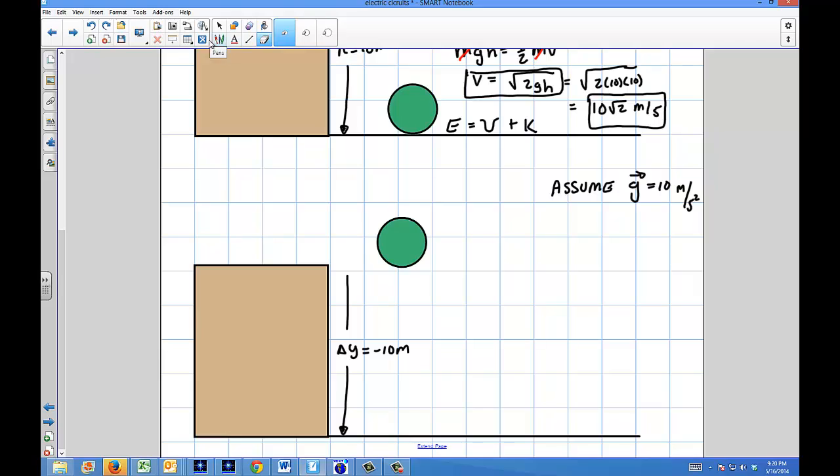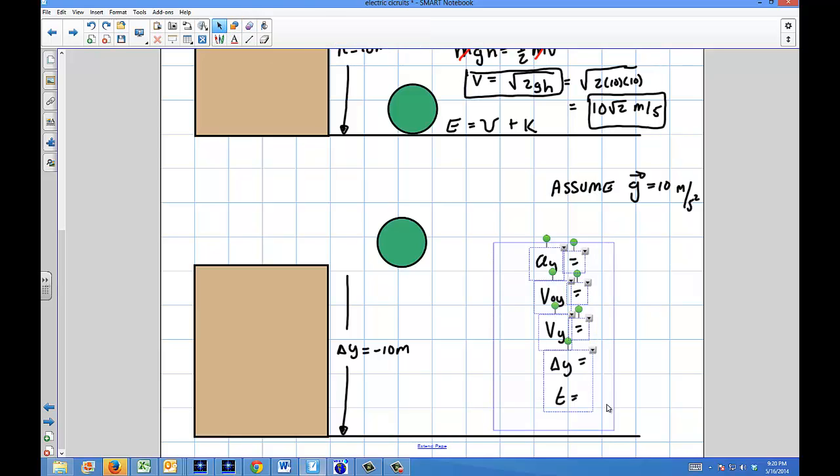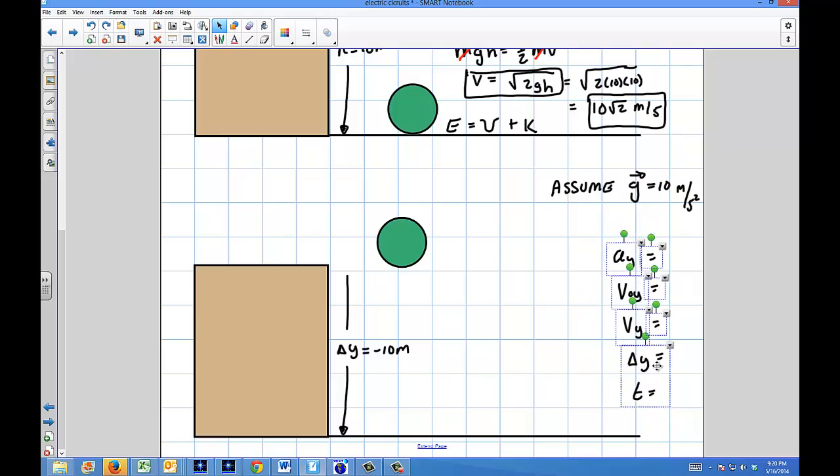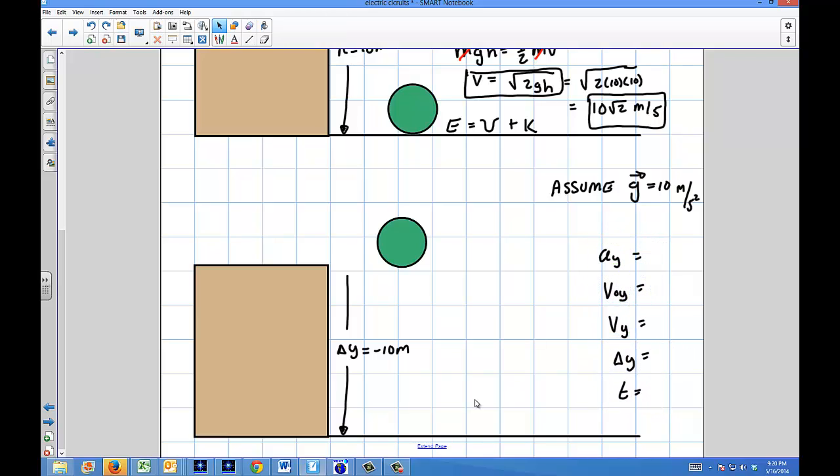Okay. So again, going back to the kinematics here, I'm just going to write out my variables, all the possibilities. So I have acceleration on the y, I have v initial on the y, I have v final on the y, I have delta y, and I have time. These are all my variables, and I need to have 3 of these variables to solve a kinematics equation. So I'm going to move these over a little bit, just to give us some more space here. Okay, so we need 3 variables.